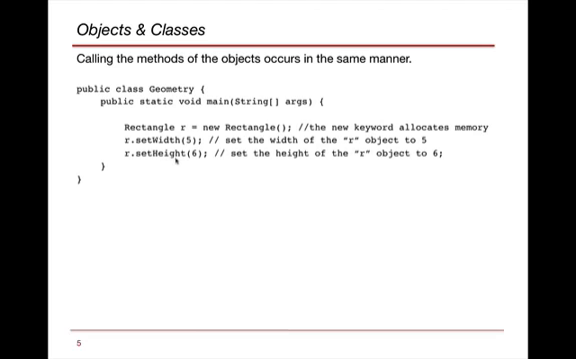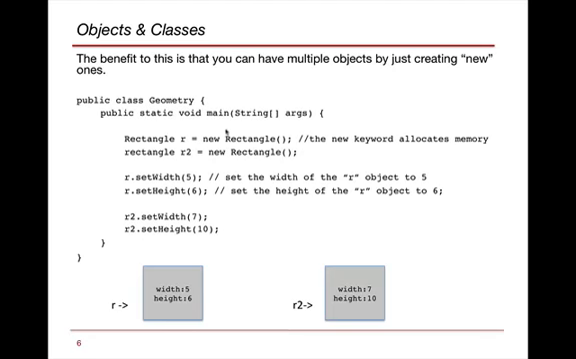So we can have multiple objects, as I mentioned, where we have rectangle R equals new rectangle, rectangle R2 equals new rectangle. These are two independent objects. And we have R.setWidth 5 and R.setHeight 6. So the R object is pointing over here to this allocation of memory. It sets the width to 5 and the height to 6. And the R2 points to another allocation of memory, and it sets the width to 7 and sets the height to 10.